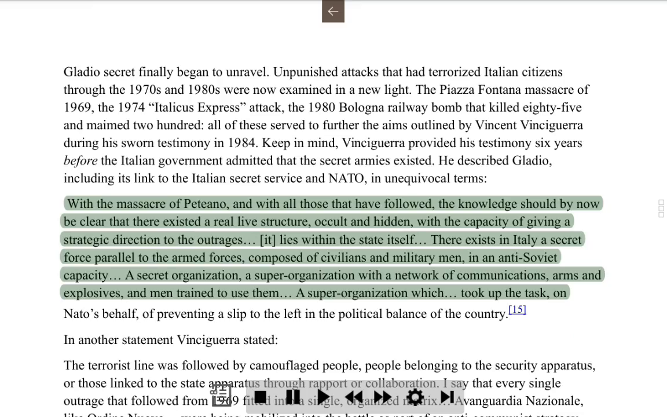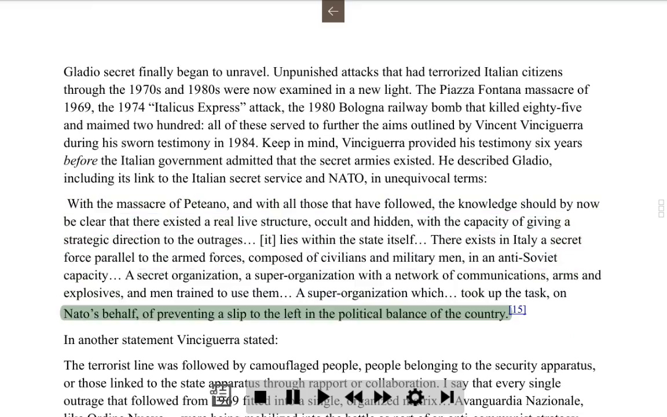There exists in Italy a secret force parallel to the armed forces, composed of civilians and military men, in an anti-Soviet capacity, a secret organization, a super-organization with a network of communications, arms and explosives, and men trained to use them, a super-organization which took up the task, on NATO's behalf, of preventing a slip to the left in the political balance of the country.